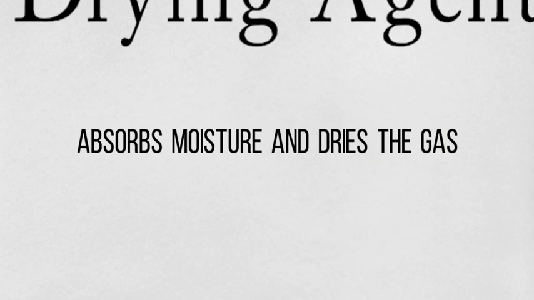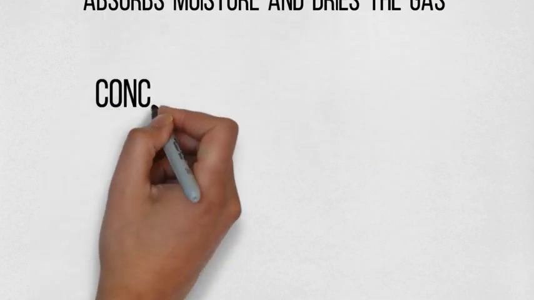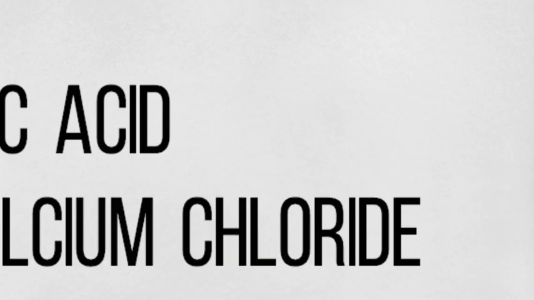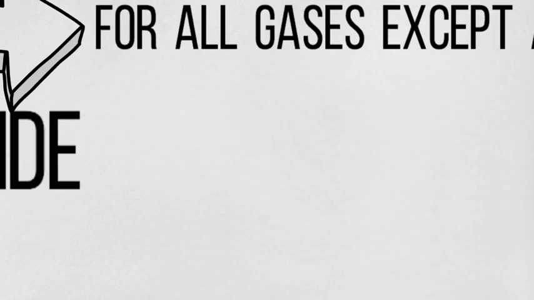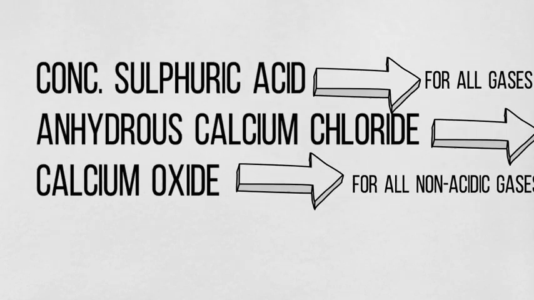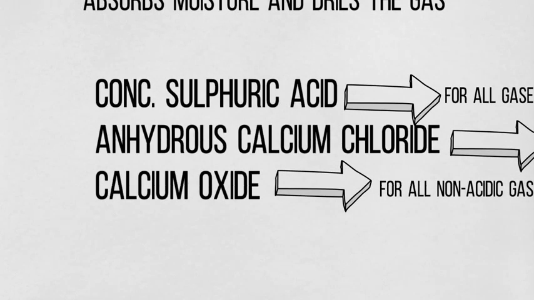The most important for us are concentrated sulfuric acid, anhydrous calcium chloride, and calcium oxide. Concentrated sulfuric acid can be used for all gases except ammonia, while anhydrous calcium chloride can be used for all the gases. Calcium oxide is used for all the gases except the acidic gases. Concentrated sulfuric acid is the best drying agent to be used. This chapter is completed here.